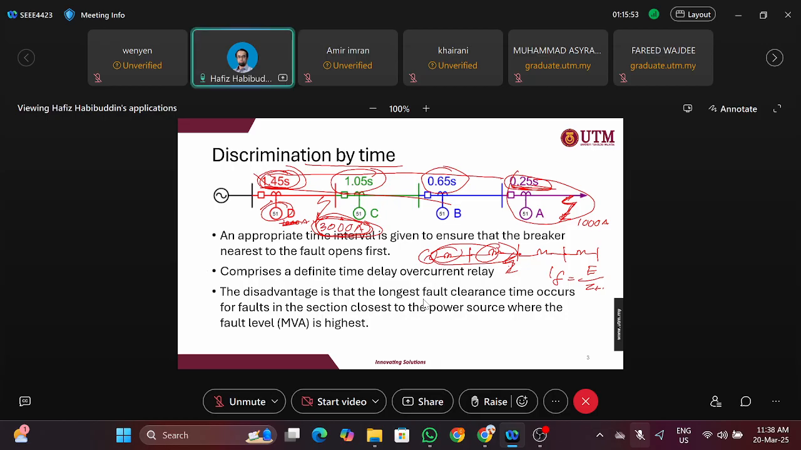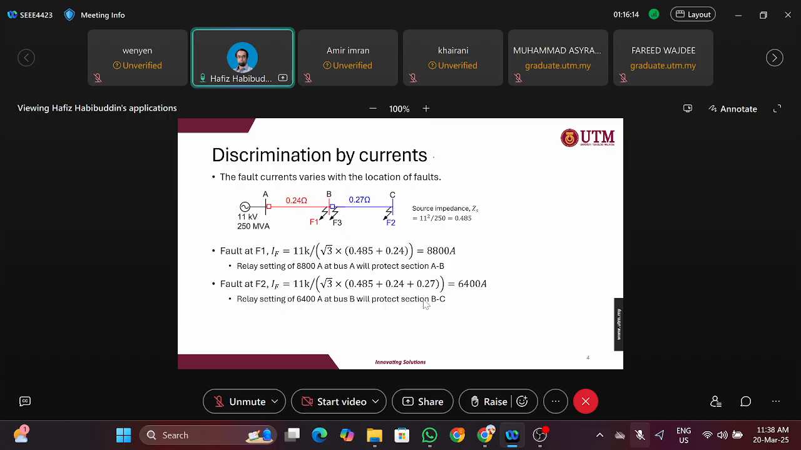Not only do you need time to coordinate them, but the clearing time should also consider the amount of fault current. All right, so discrimination by time is kind of okay, but not so okay. We can discriminate by current, no problem.